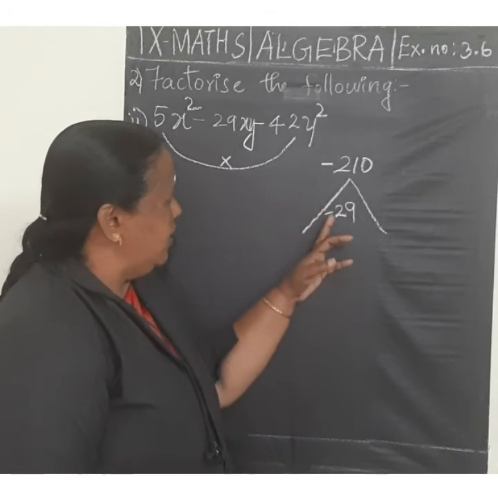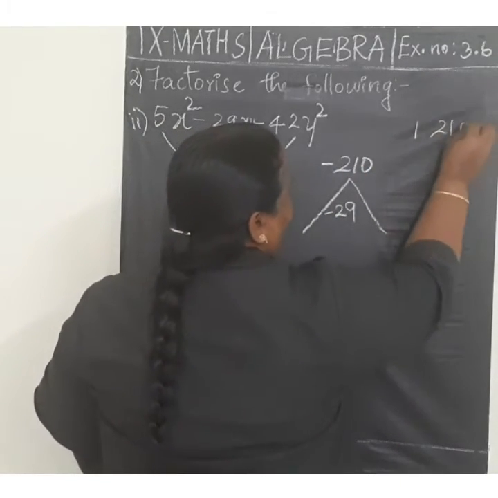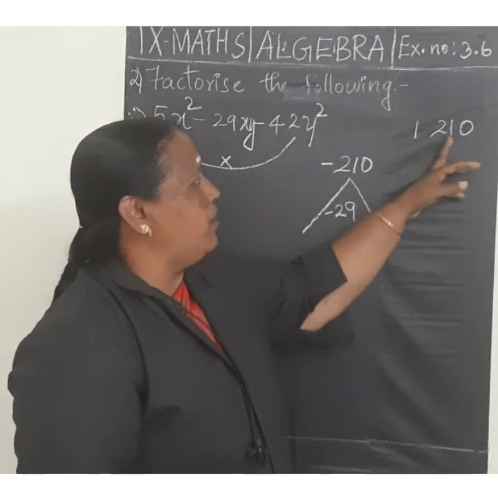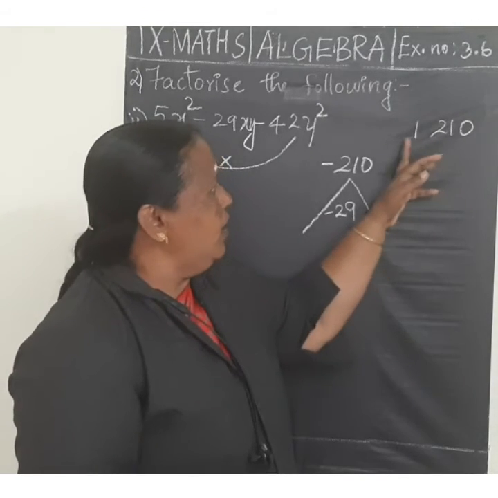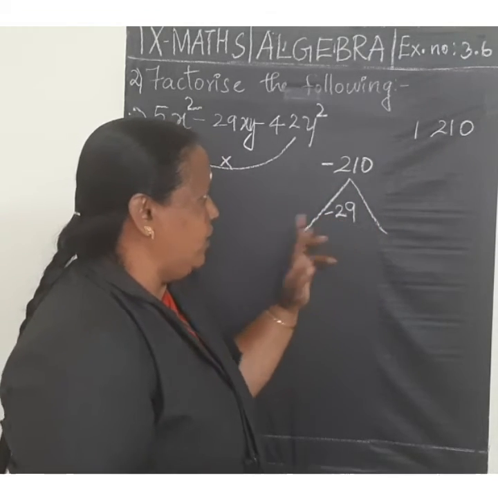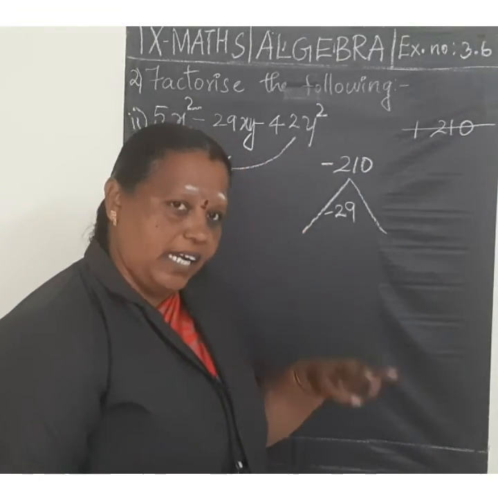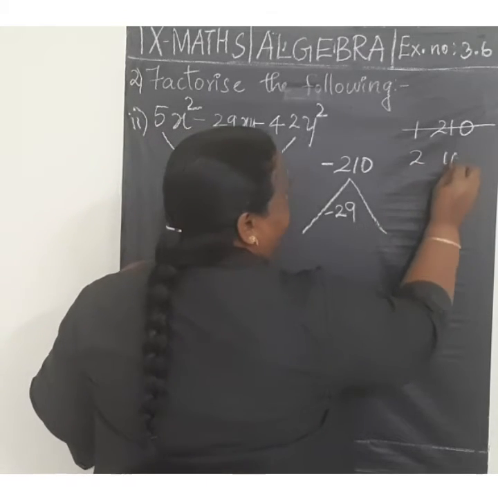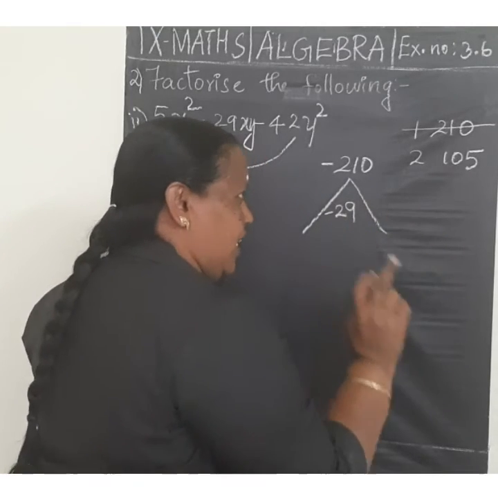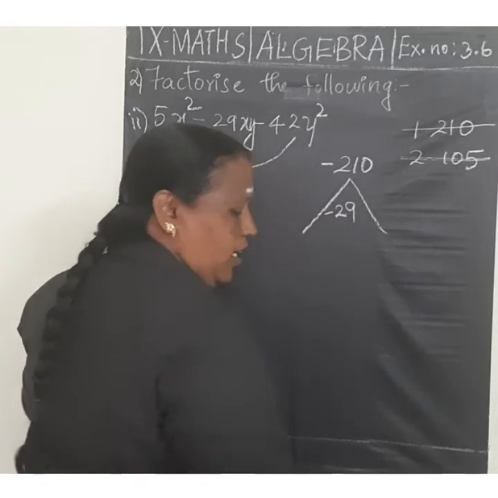Now we will find the factors for this 210. If we take 1 into 210, we will be getting 210. But when we are adding this one, 210 plus 1, we will be getting 211. When we subtract also, we will be getting 209. We are not getting 29. So we can't take this 1 and 210. Next we go for the second table. Second table, 2 into 105 is 210. If we add this one, we will be getting 107. If we subtract this one, we will be getting 103. So we can't take this 2 and 105.